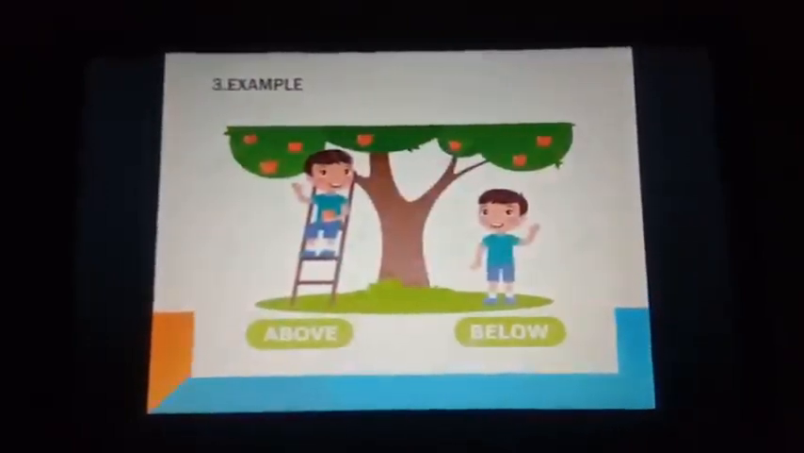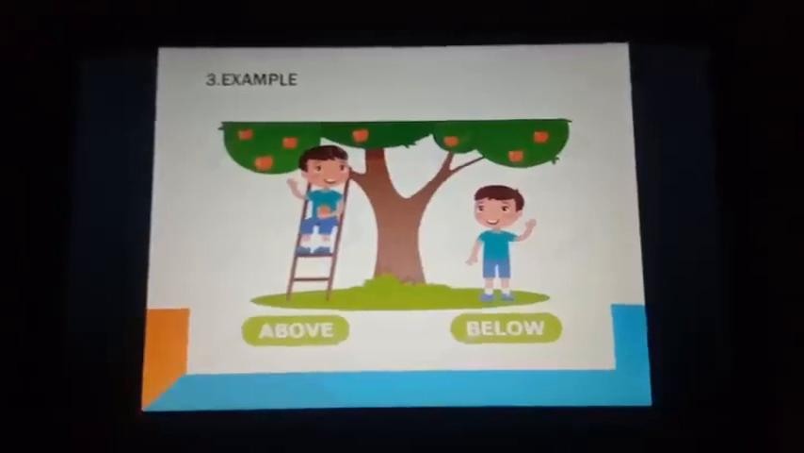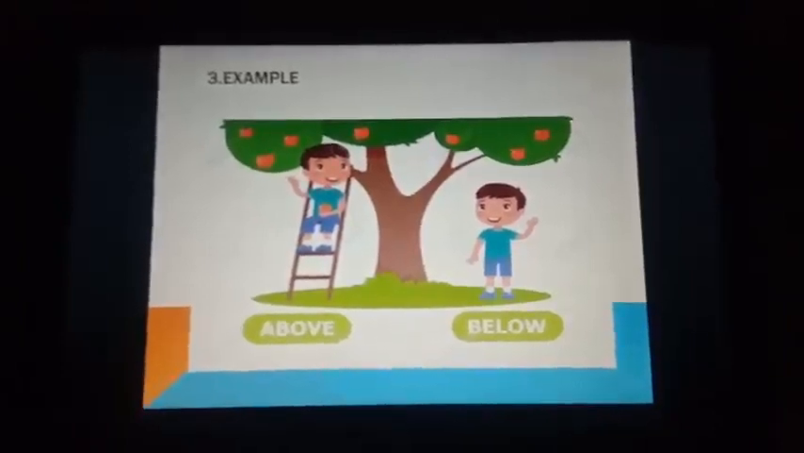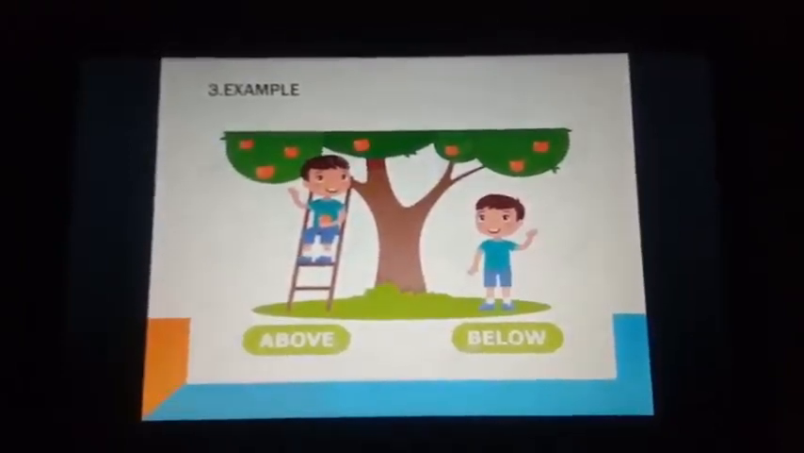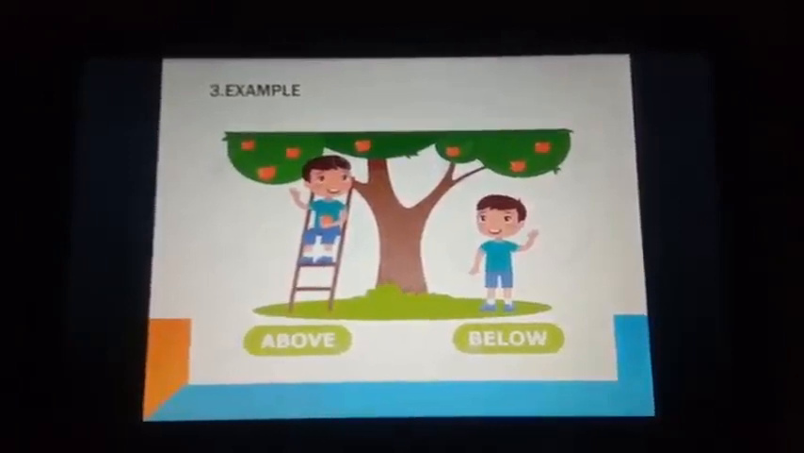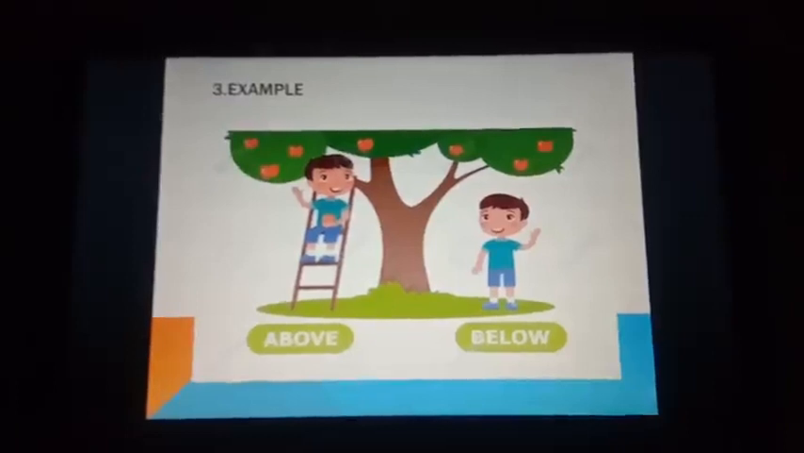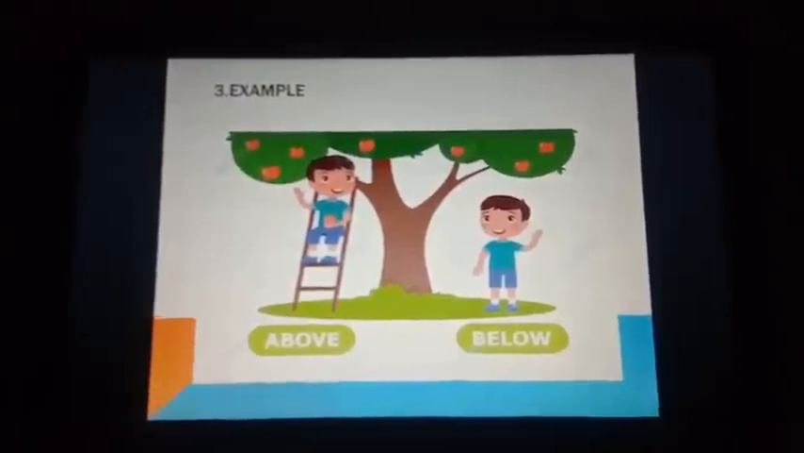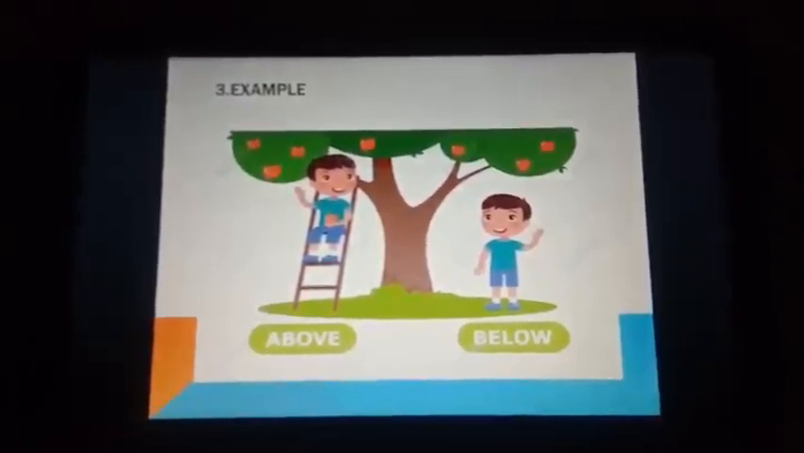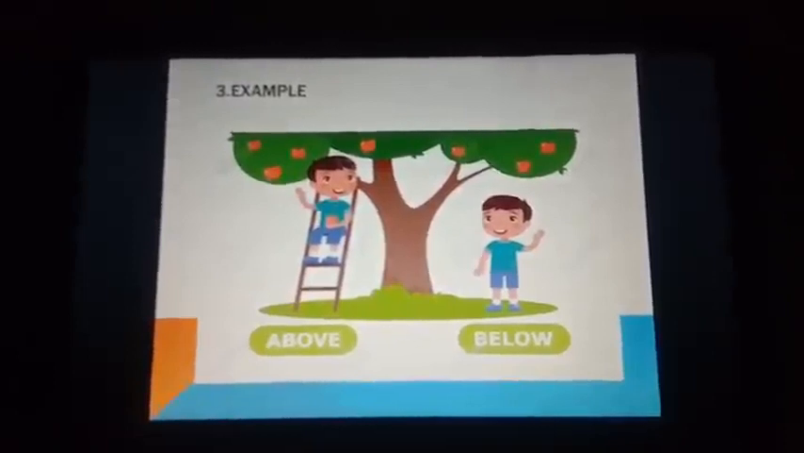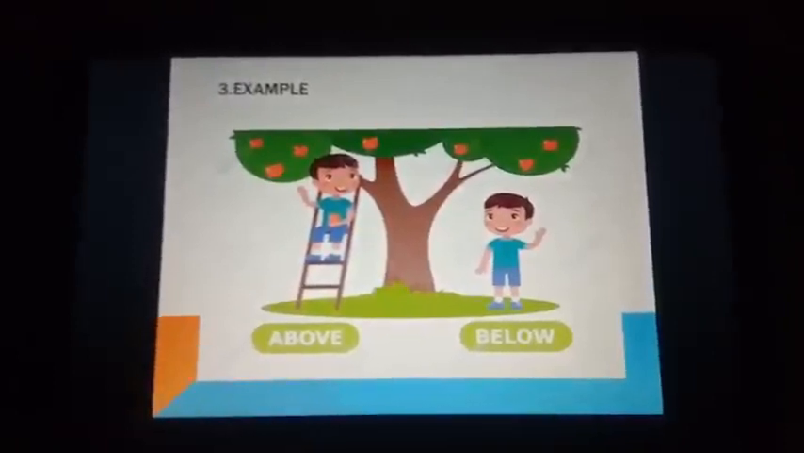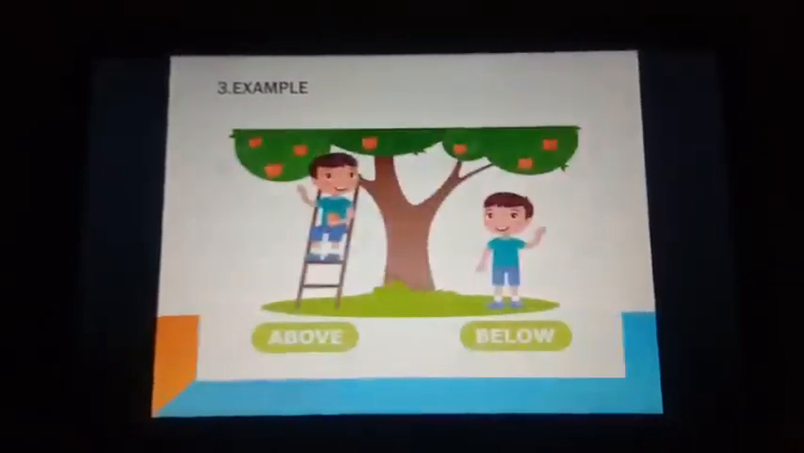Now here two children are there and they are playing in the park. There is an apple tree and one boy is sitting on the ladder and one boy is standing there. Now which boy is above here? The boy who is sitting on the ladder. He is above the ladder. And which boy is below? The boy which is below the ladder. Next example.